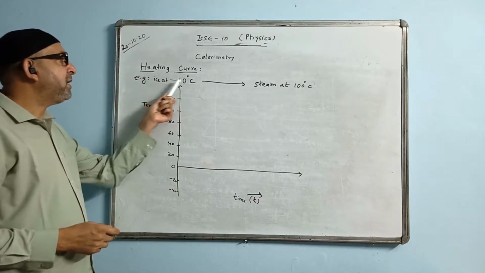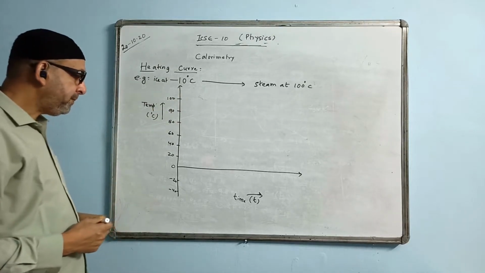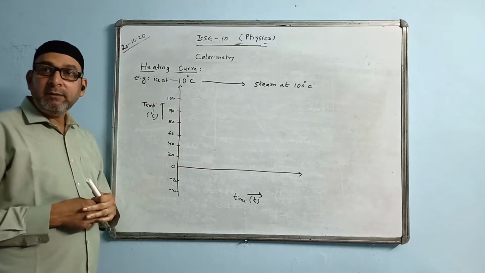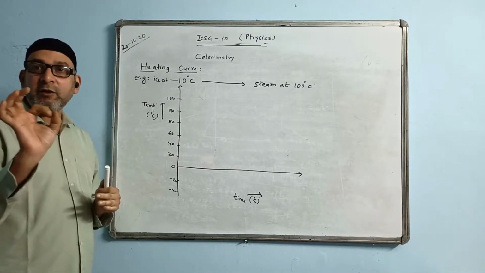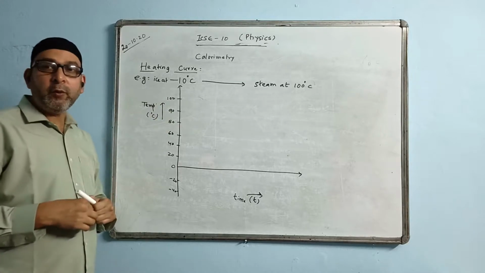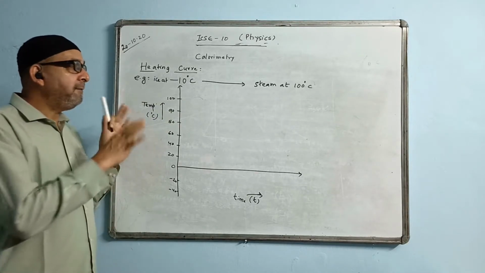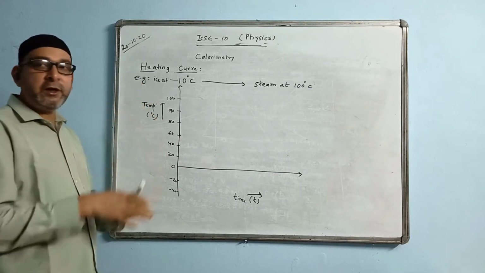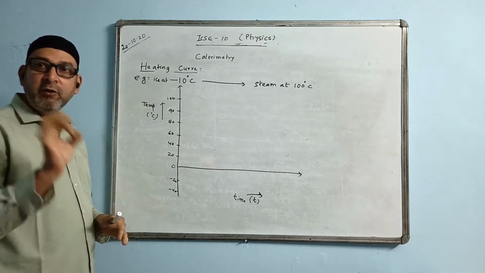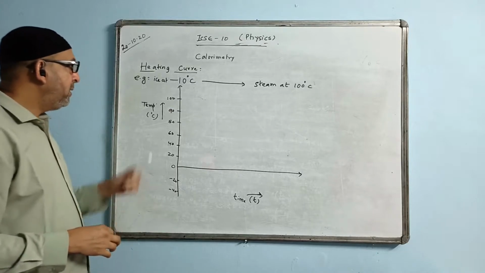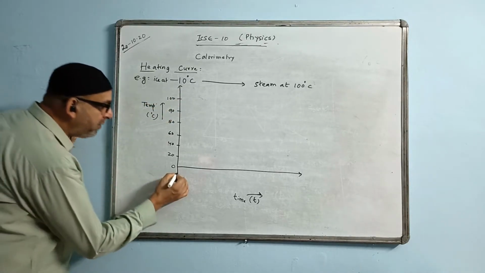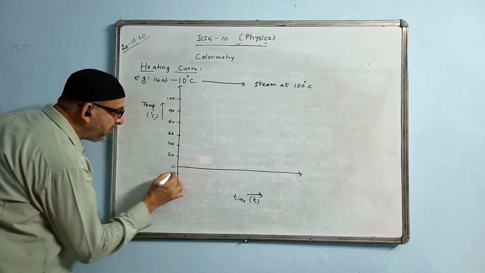We are having ice at minus 10 degrees Celsius. Do you think ice will melt at minus 10? The answer is no. Ice melts at 0 degrees Celsius if the ice is pure and the pressure is normal. So we consider that the ice is pure and the pressure is normal, so it will melt at 0 degrees Celsius. That is the melting point. So at minus 10 degrees Celsius it is not going to melt. Minus 10 will be somewhere in between here.